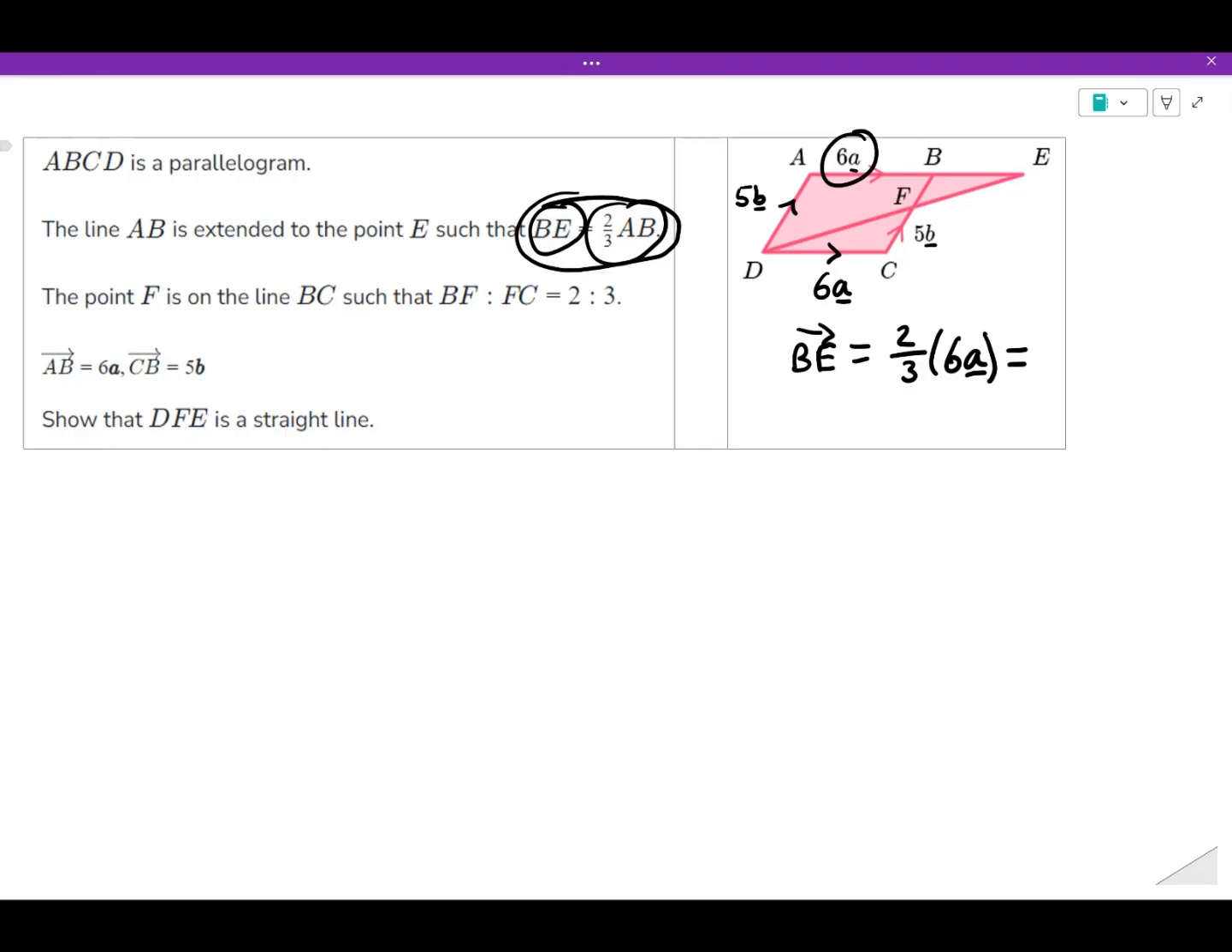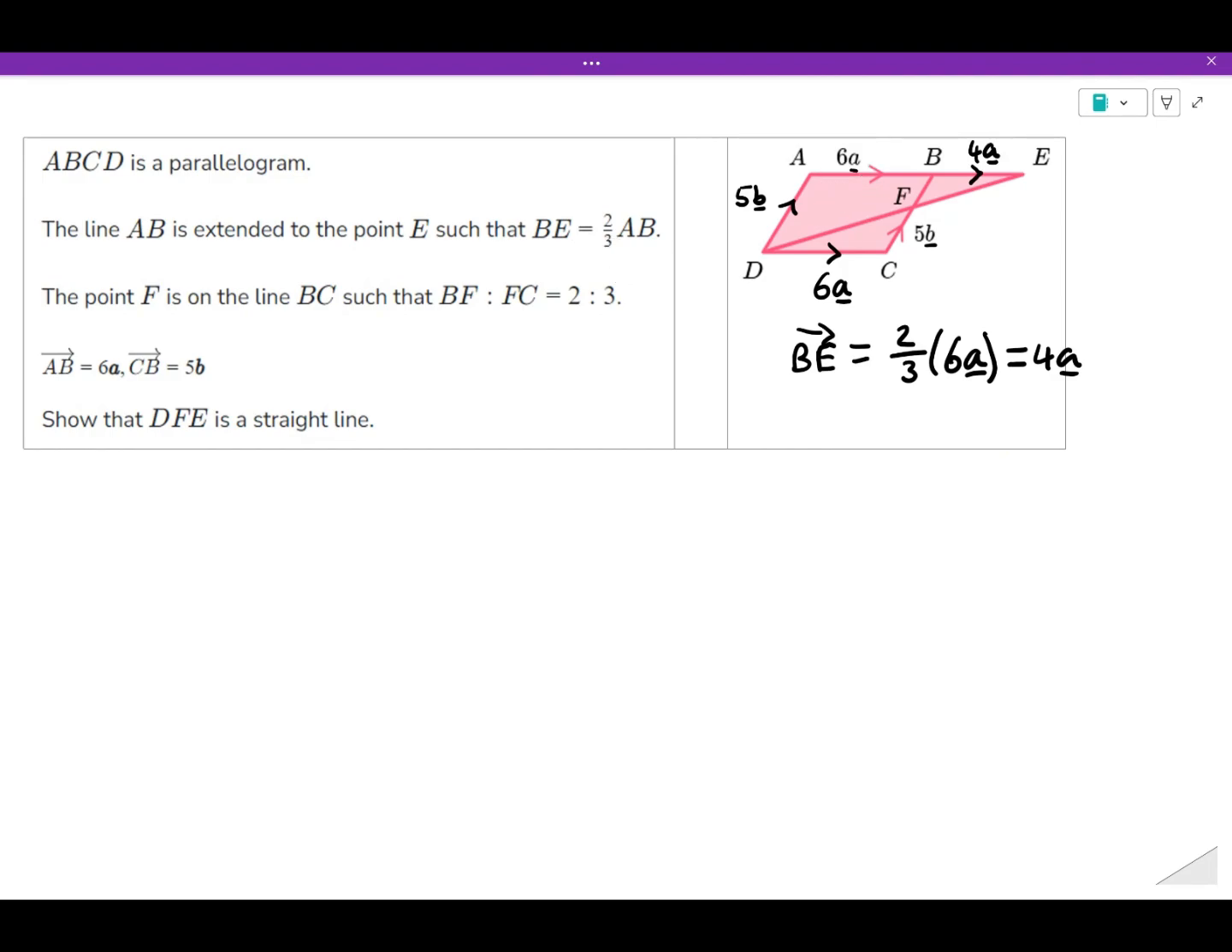So that is going to be equal to, we'd divide by 3 to get 2A, times by 2 to get 4A. So therefore, this vector here would be 4A like that. And we'll probably have to use that later on in the question. Now let's move on to the next sentence in our question.